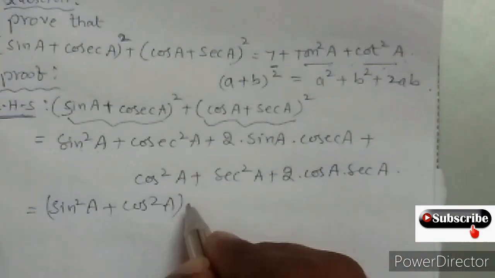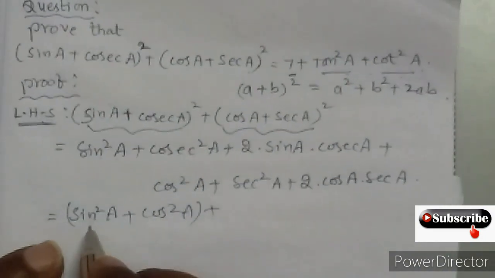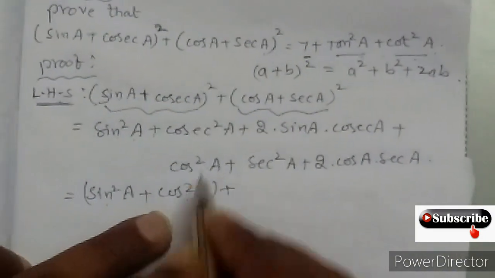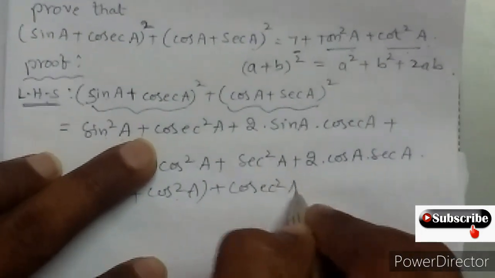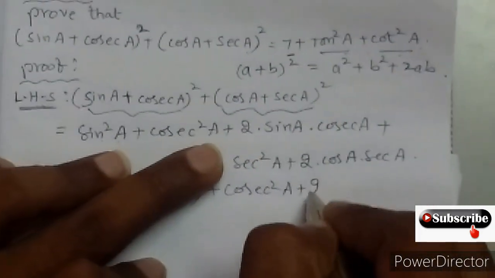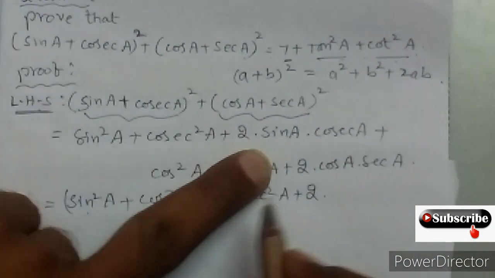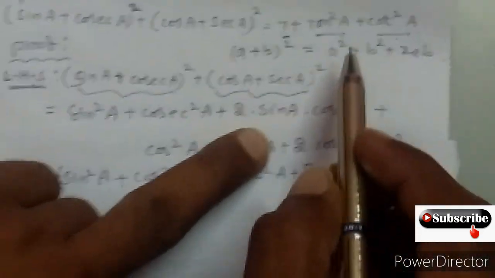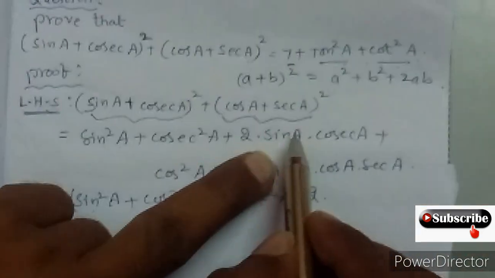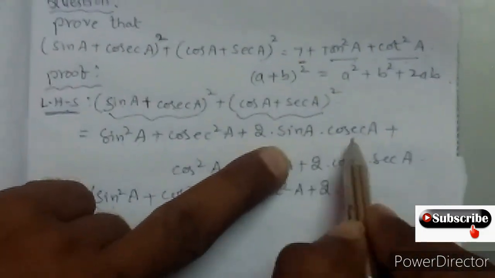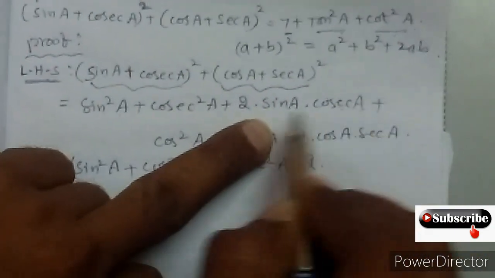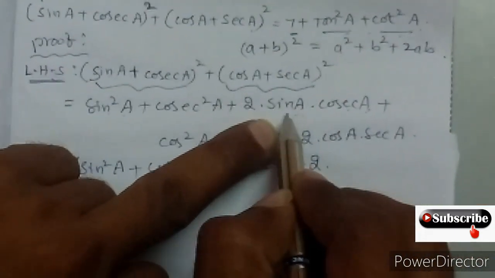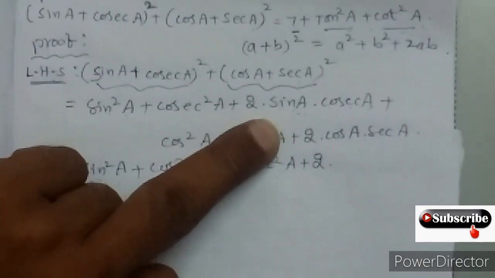Next step is write already I have written sin square A and this cos square A I have written here. Next cosecant square A write as it is, plus 2 into sin A into cosecant A. So in RHS value, we don't want sin A and cosecant A if you observe RHS value. That's why we have to cancel these two values. How will you get? Just you think. How will you cancel sin A and cosecant A?